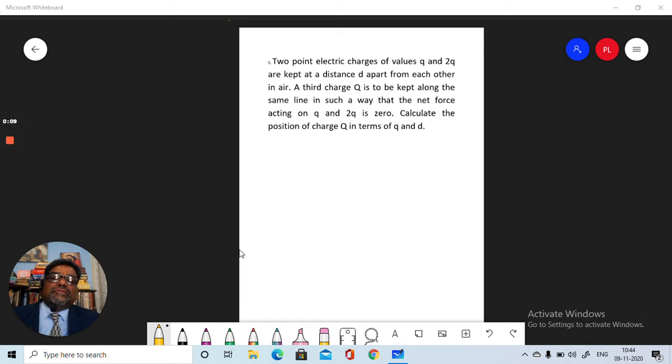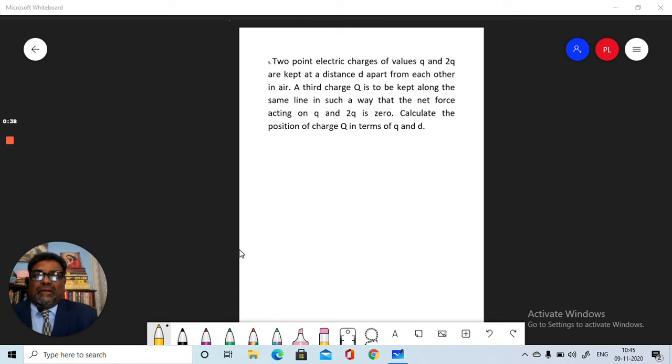And in this class, again, someone got me a problem saying two point electric charges of values q and 2q are kept at a distance d apart from each other in air. A third charge q is to be kept along the same line in such a way that the net force acting on q and 2q is 0. Calculate the position of charge q in terms of q and d.